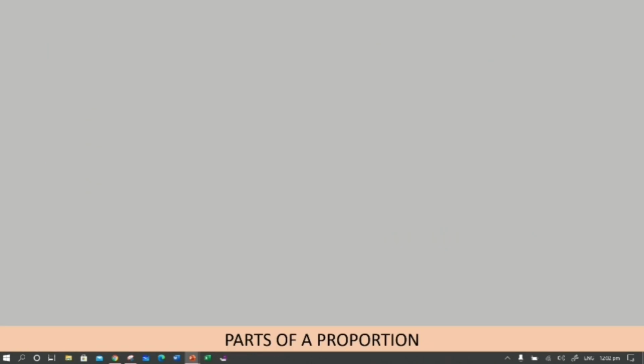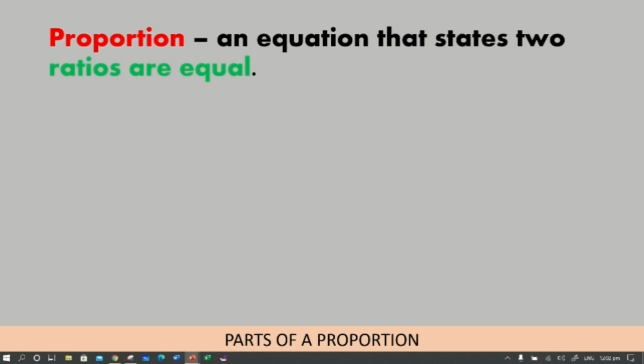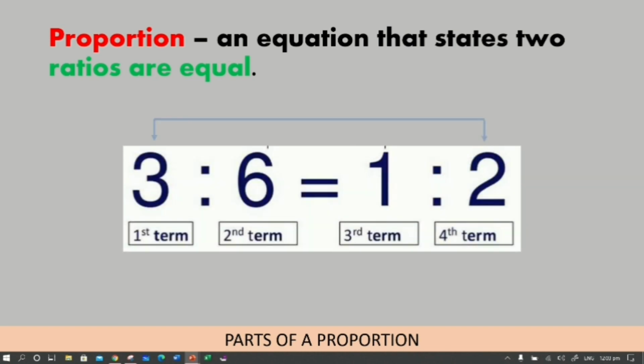In our previous video, we also defined proportion. A proportion is an equation that states two ratios are equal. Also, a proportion has two parts. The first part is called the extremes, and the other part is called the means. Also, take note that the product of the extremes is equal to the product of the means.